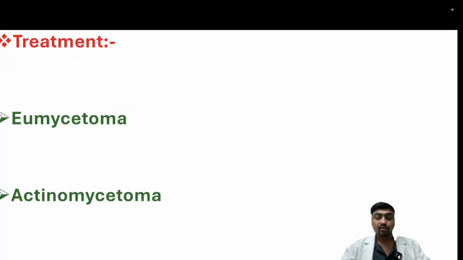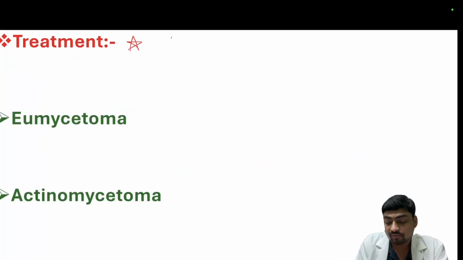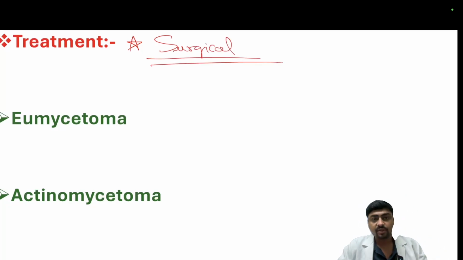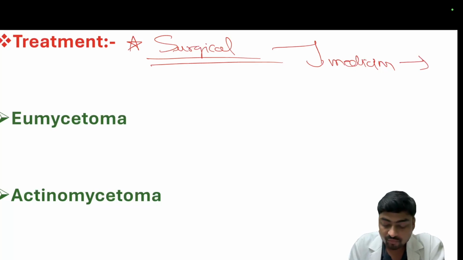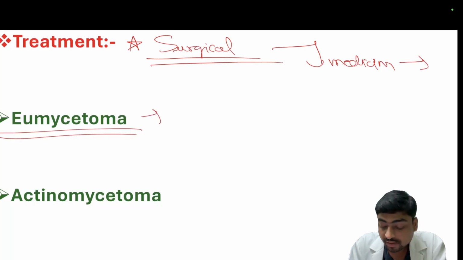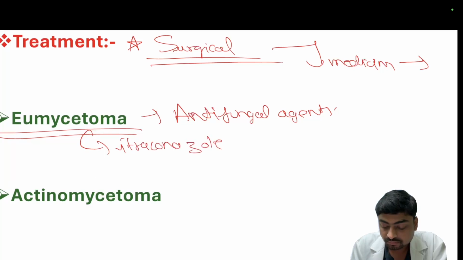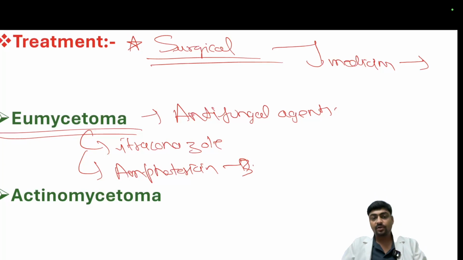Now the treatment of mycetoma. The main primary treatment, the first line of treatment of mycetoma, is surgical removal. After the surgery, we can start the medicines according to the type of mycetoma. As we know, eumycetoma is fungal, so we can use antifungal agents like itraconazole and amphotericin B. Both of these are used in the treatment of eumycetoma.